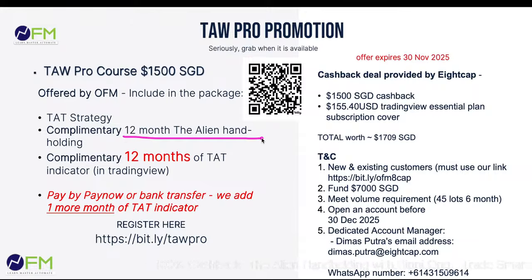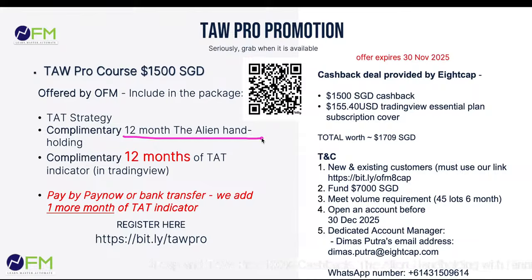What is the minimum to open the brokerage account? I think it's 100 USD or 200 USD. So it's better that you log in first, and then, for example, if you want to fund 7,000 and get a cashback deal, you can settle it later on. But it's better that you open an account first, because there's a requirement that you open an account before a certain date.